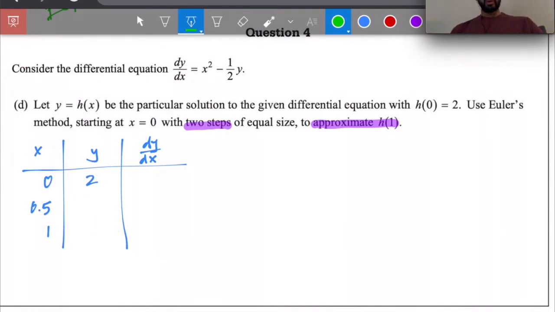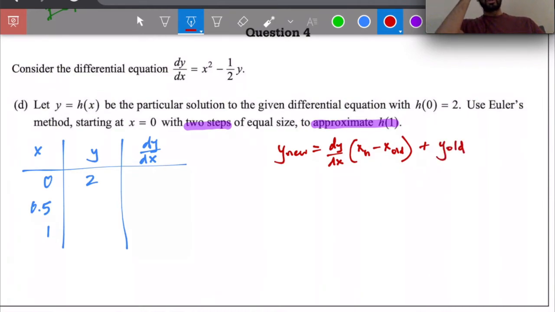Alright, so using Euler's method, I have y new is going to be equal to dy/dx times (x new minus x old) plus y old. Alright, so I'm going to leave that general formula there so I can write my values underneath it. So y new is always going to be the next y value that I'm looking for, and the old coordinates are what I already have.